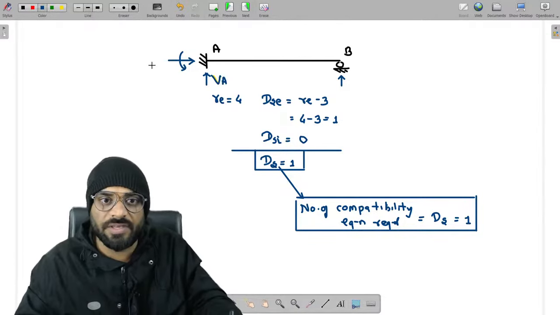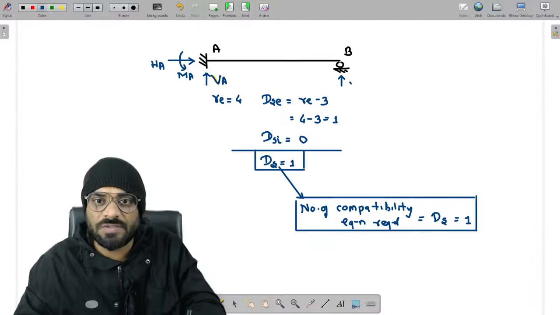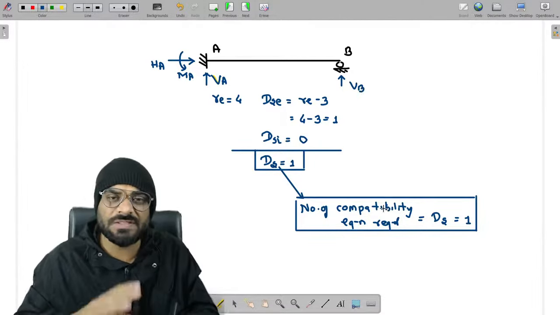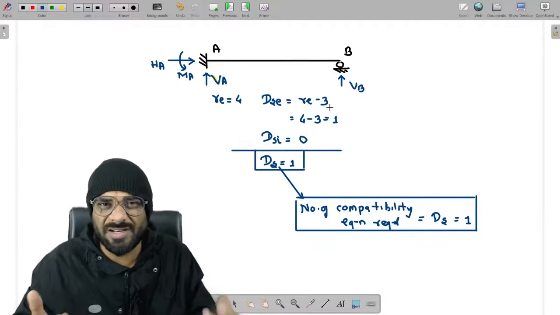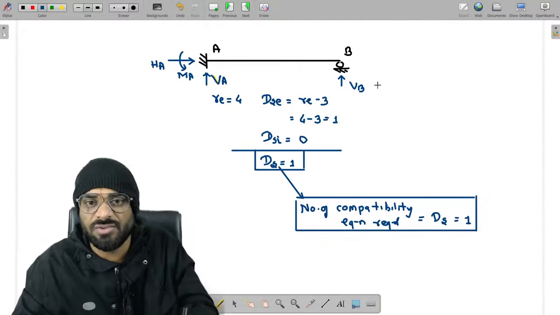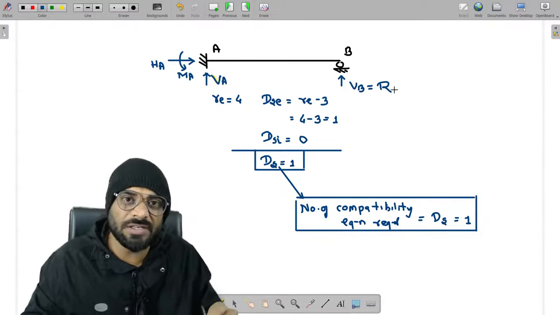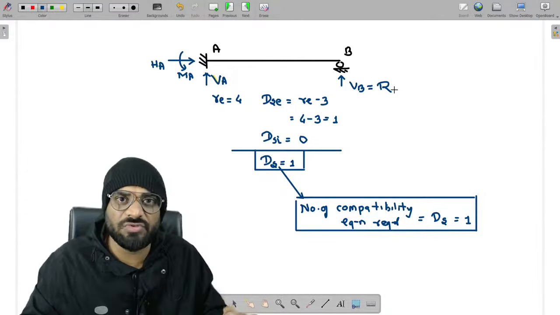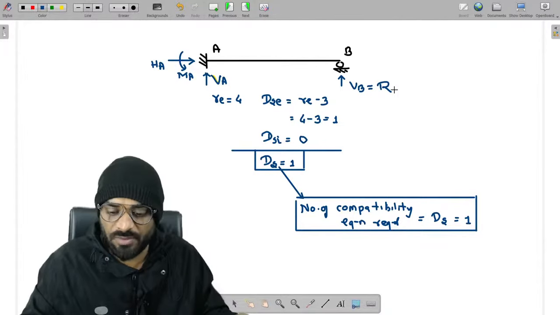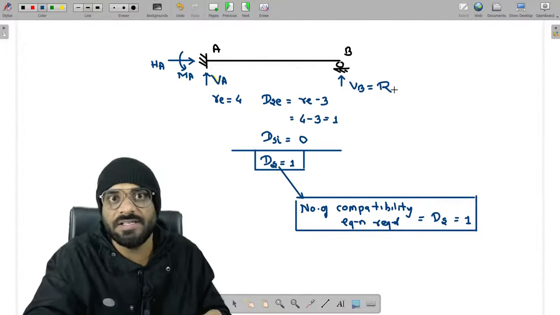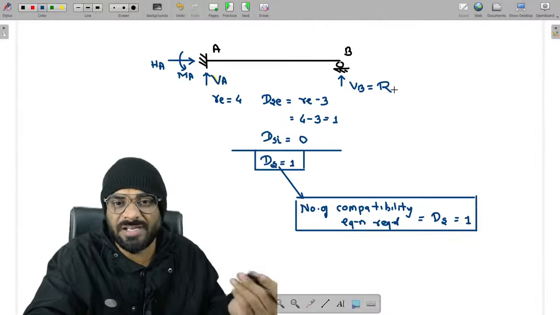This reaction is VA. This reaction is HA. This reaction is MA. And what is this? This is basically VB. Now let us consider one of the reactions as the redundant reaction. So let us consider VB is the redundant reaction. What is a redundant reaction? Those reactions which we are not able to solve by using static equilibrium equations alone, right? So in this case, let us consider VB is equal to our redundant reaction.